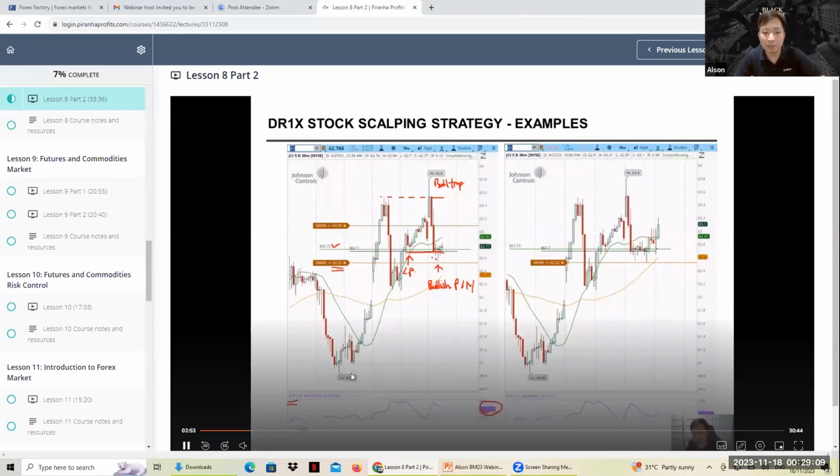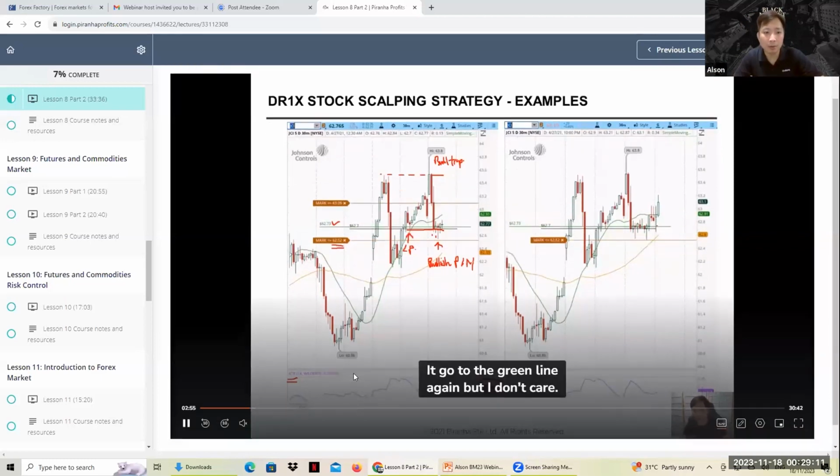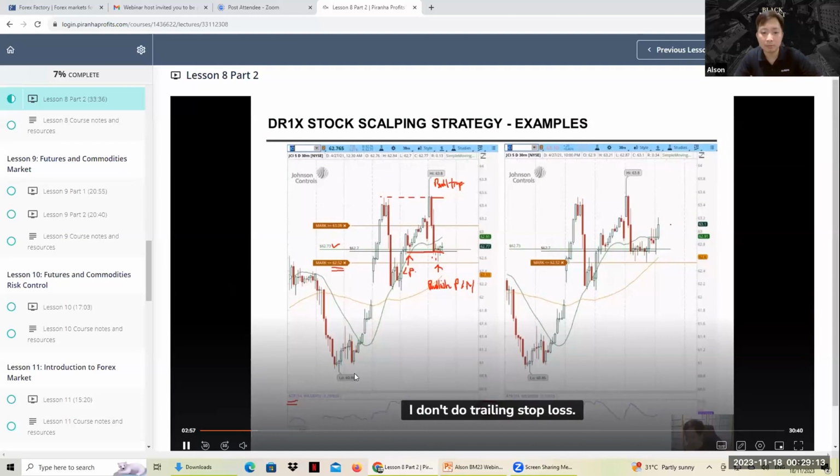Anyway, all these examples I personally had traded before. When I test the strategy, I personally traded all these examples before. So this is the example Johnson Controls, how I entered here before the price goes up later on and hit my target.